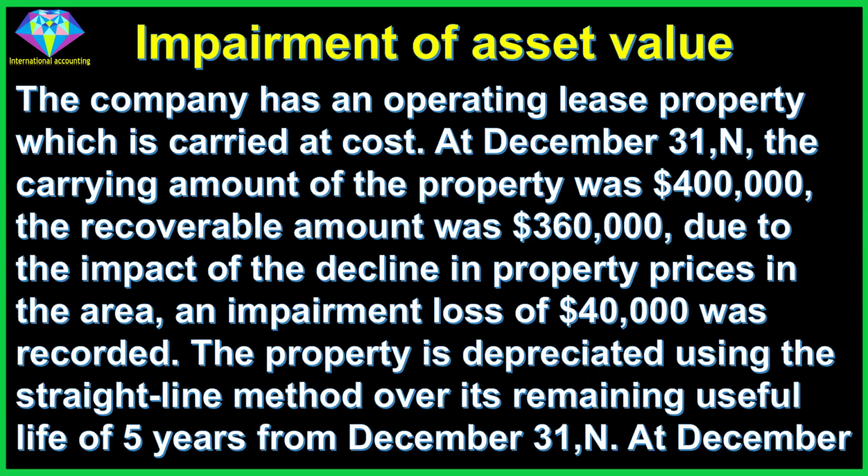Number 1. The company has an operating lease property which is carried at cost. At December 31st, the carrying amount of the property was $400,000, the recoverable amount was $360,000. Due to the impact of the decline in property prices in the area, an impairment loss of $40,000 was recorded. The property is depreciated using the straight-line method over its remaining useful life of 5 years from December 31st.